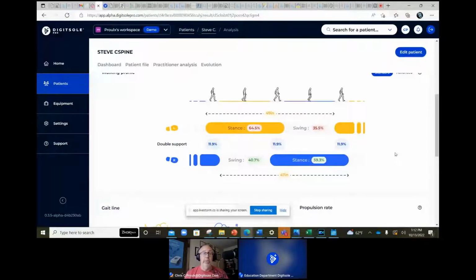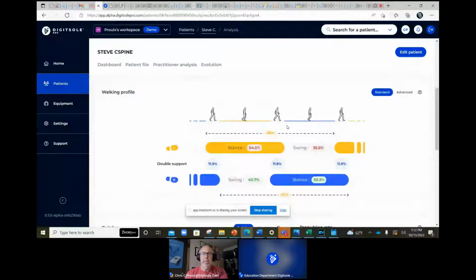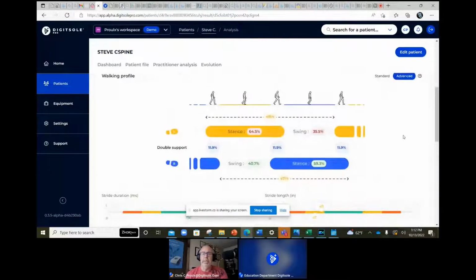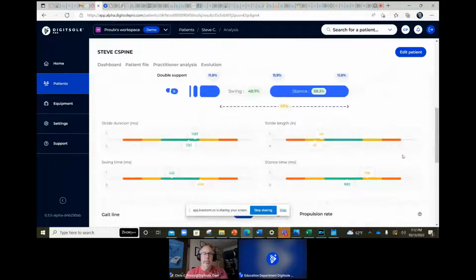And what's interesting is that even on his affected side, his abnormal leg, we see that the stride length is actually a little bit longer. So if I see something in here, and we've already identified that the contact phase, the symmetry, is off, I can click up here on the advanced, and then it gives me a little bit more information in terms of the spatial temporal profile of the walking.